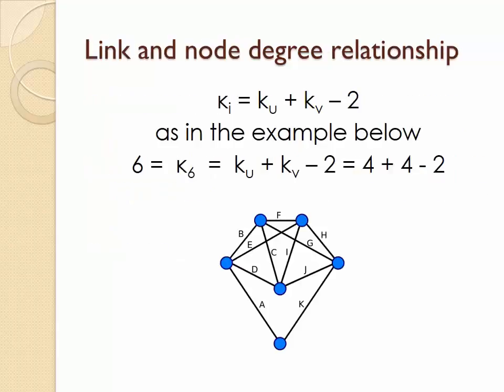So we said earlier that the link labeled F is of degree 6. And if we look at the 2 end vertices that define the link F and add their degrees, we would have 4 plus 4 minus 2.